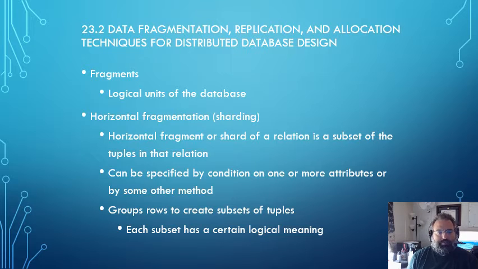Section 23.2 deals with data fragmentation, replication, and allocation techniques for distributed database design. Fragments are basically logical units of data that may be sharded or separated out into small pieces. Horizontal fragmentation is called sharding. That's where a horizontal fragment or shard of a relation is a subset of the tuples in a given relation. It can be specified by a condition on one or more attributes or by some other method. This is deciding how you're distributing those shards. Groups of rows create sets of tuples. Each subset has a certain logical meaning.